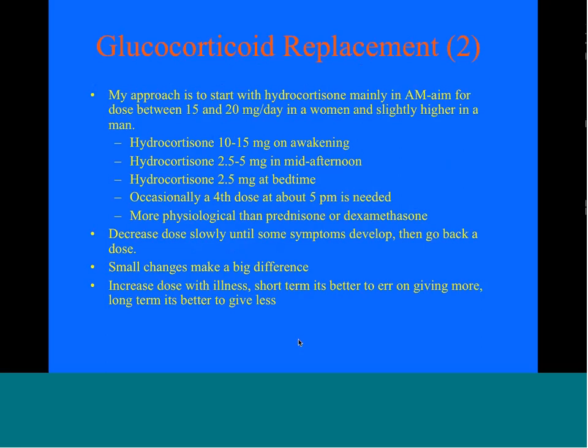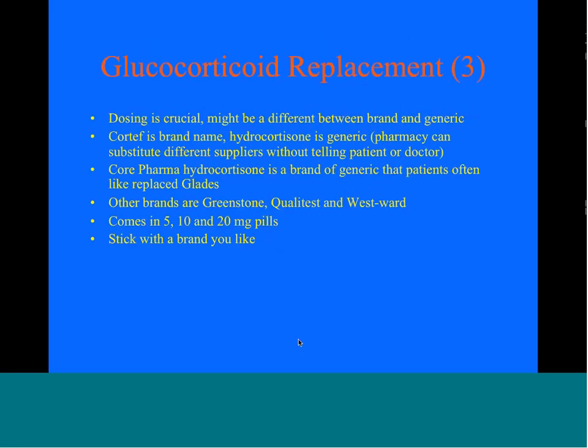You can decrease the dose until symptoms develop and then go back up a dose. Small changes make a huge difference. Cortisol is such an important hormone that even a little difference in the formulation can make a big difference. You want to increase the dose with illnesses, and we'll go over that a little bit. Short term, it's better to err on giving more if you have adrenal insufficiency crisis. Long term, you want to try to give less.